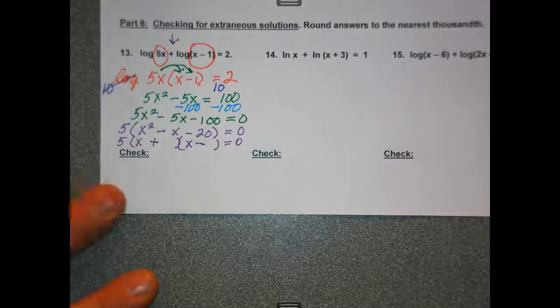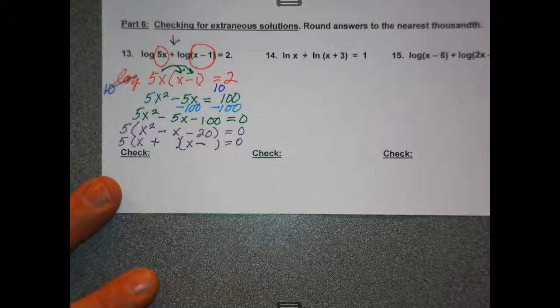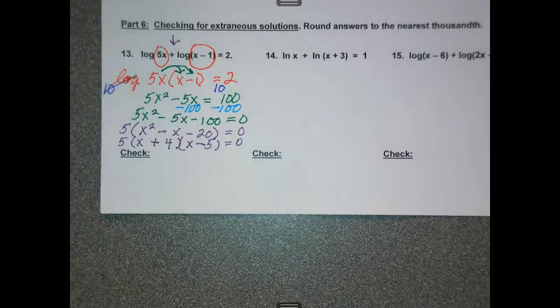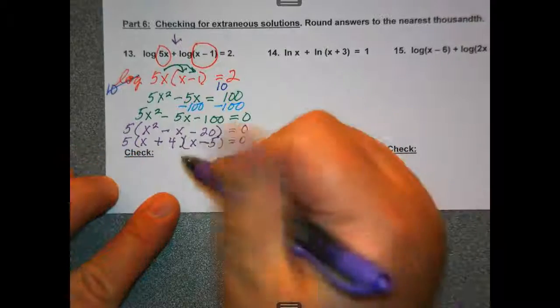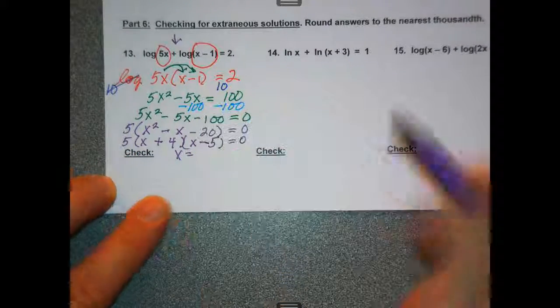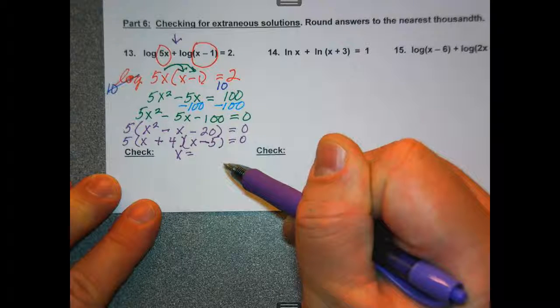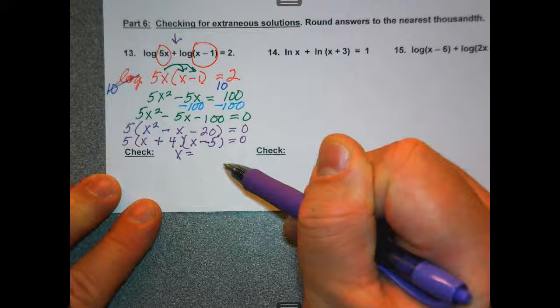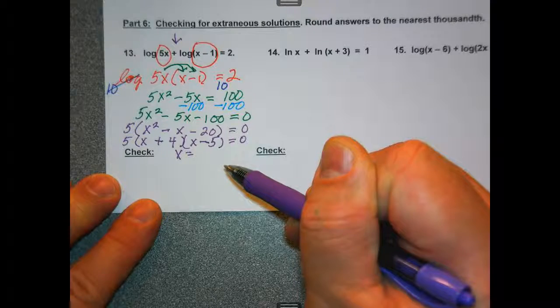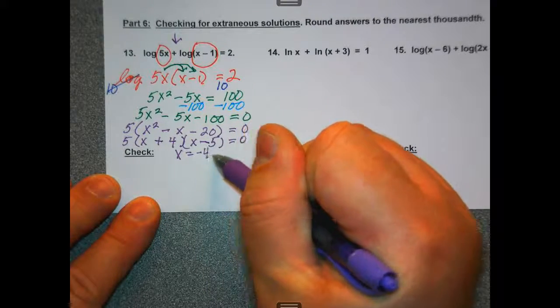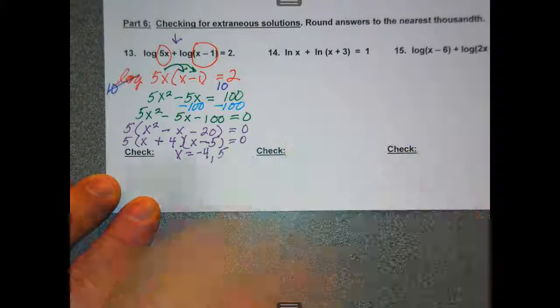And which one do you want me to add and subtract? Plus 4, minus 5. What does x equal? X is going to equal negative 4 or 5, right?